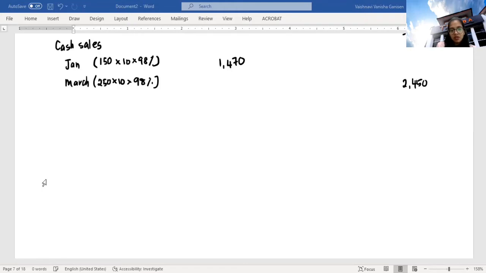So this is the point where you buy. The payment will be made 30 days after purchase. That means the payment is made in January. What it means is that the purchase for January was made in December and the payment is made in January.